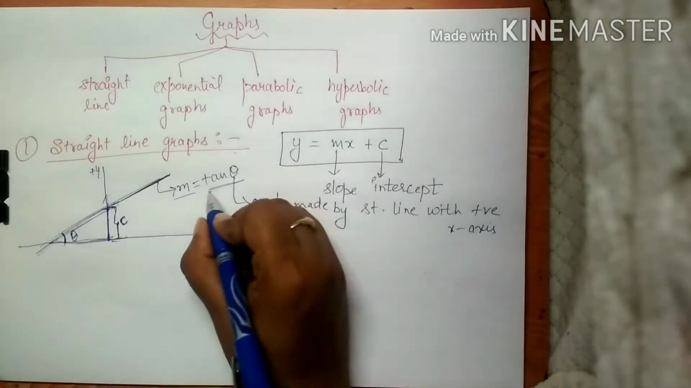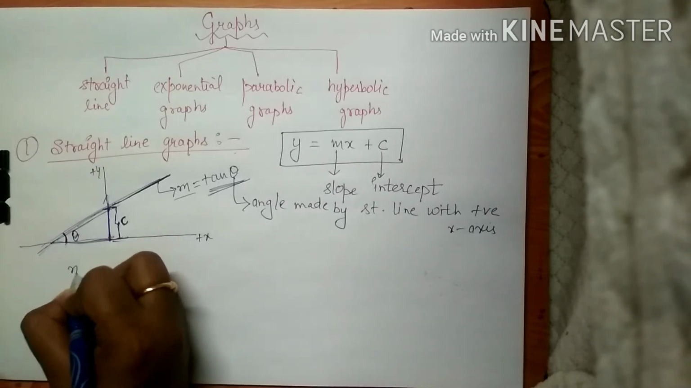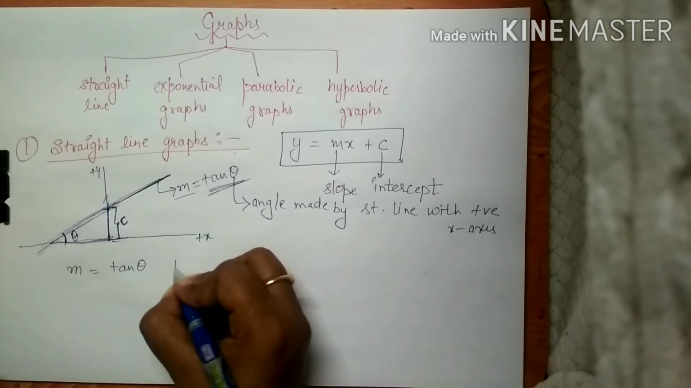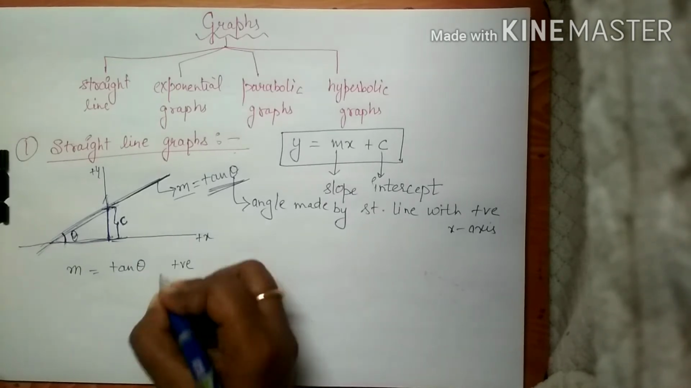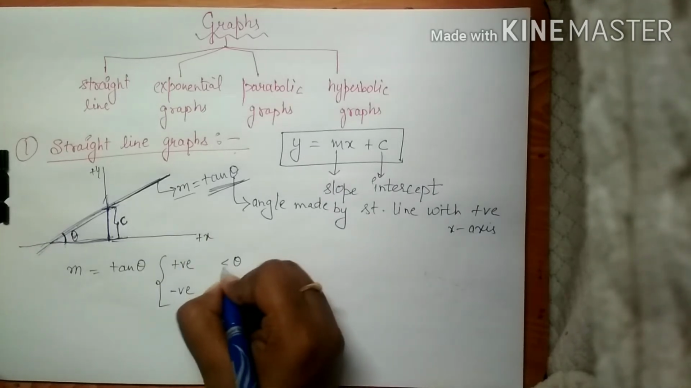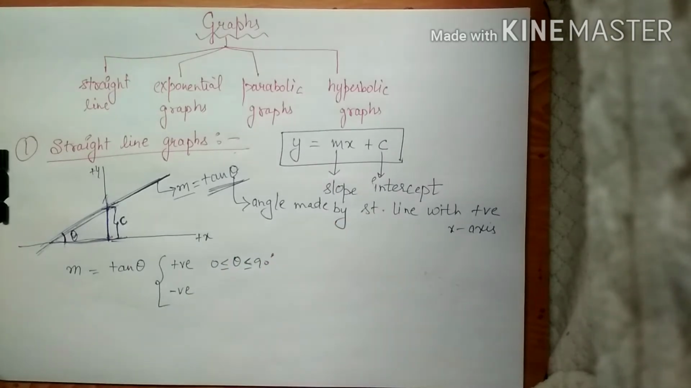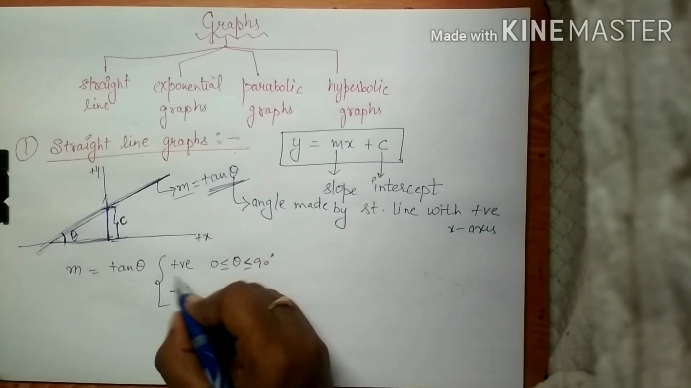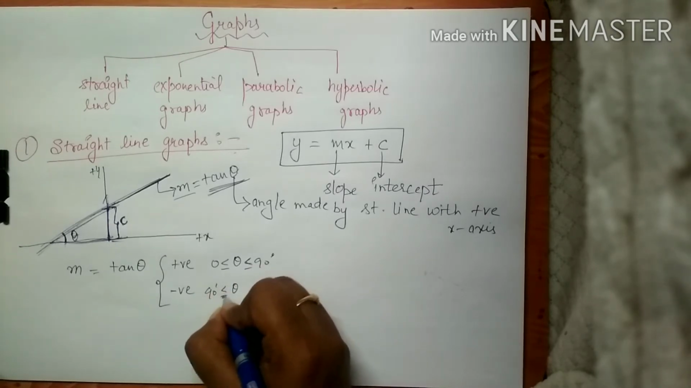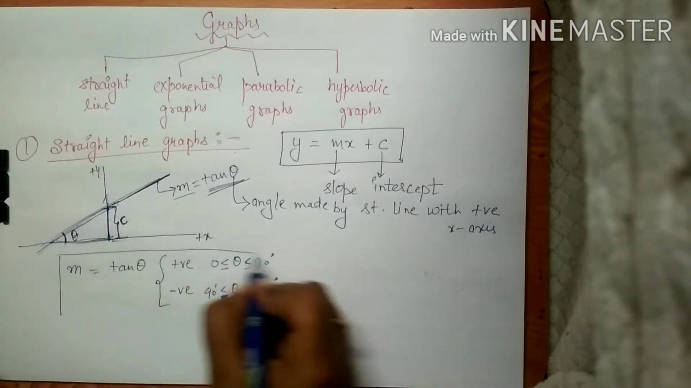So now your tan theta could be positive or negative. So how to know that? See, value of slope is equals to tan theta, and tan theta could be positive or negative. There can be two cases of tan theta. If the value of theta is between 0 to 90 degrees, then tan theta will be positive. If the value of theta is between 90 to 180 degrees, then tan theta will be negative.